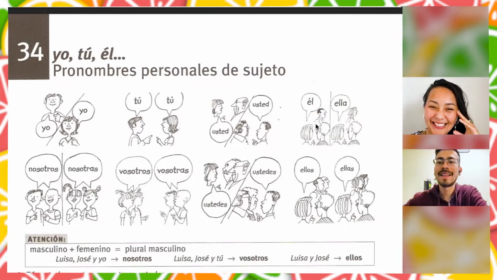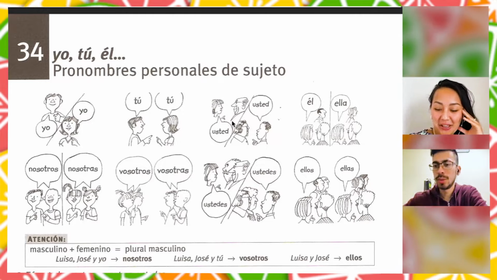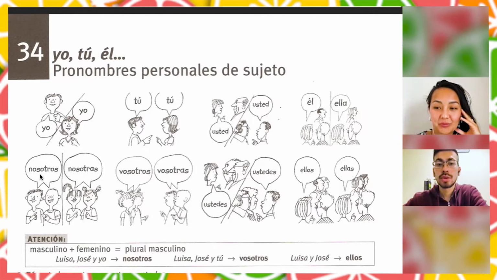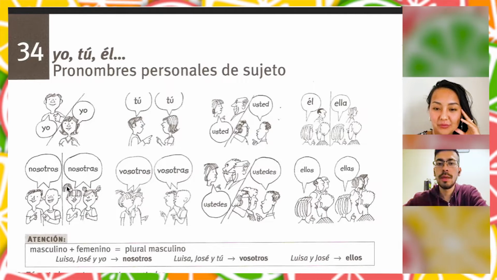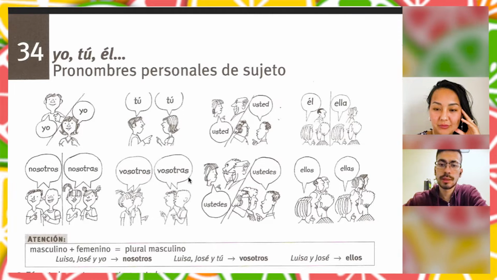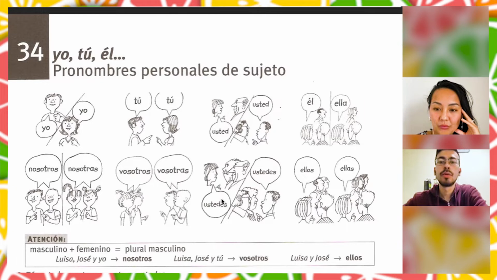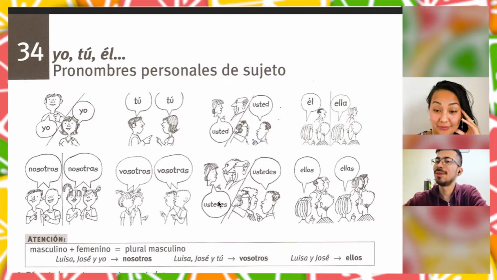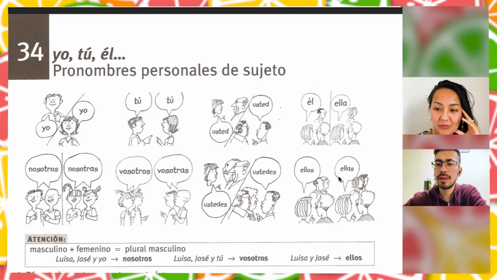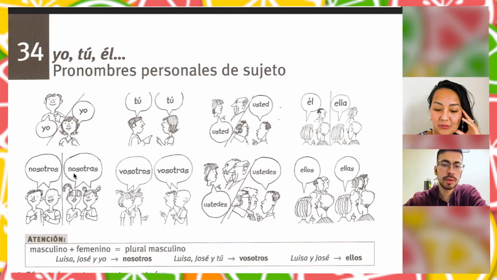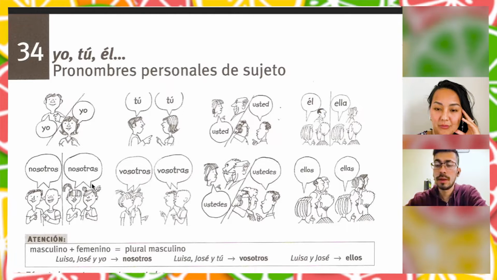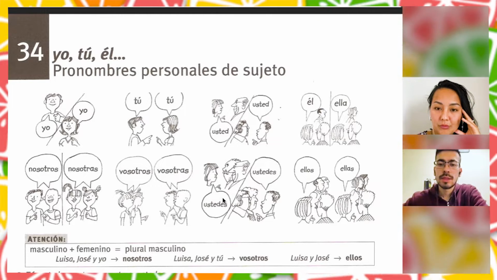So usted, you, él, ella, he, she, right? Nosotros, nosotras, we. So we have masculine and feminine. Vosotros, vosotras. Here also is like you. Ustedes, you is also you, and ellos y ellas, they, masculine and feminine. So for nosotros, nosotras, ellos, ellas, for this part in plural we have masculine and feminine, right? So let's pay attention to these 4.